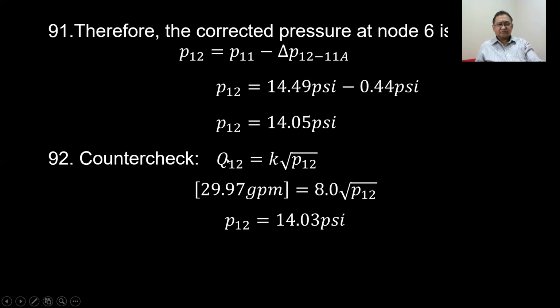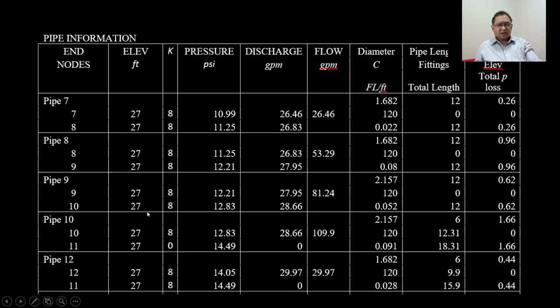Let's counter check using the formula Q sub 12 equals K square root of P sub 12. So we know Q sub 12, we have calculated it 29.97, the adjusted flow, and we have the K value of 8, and the result will be P sub 12 will be 14.03 psi, a very minimal error. So this is correct. And we tabulate the results.